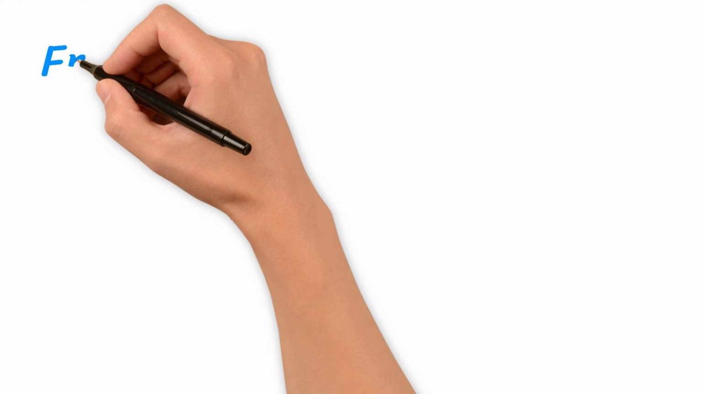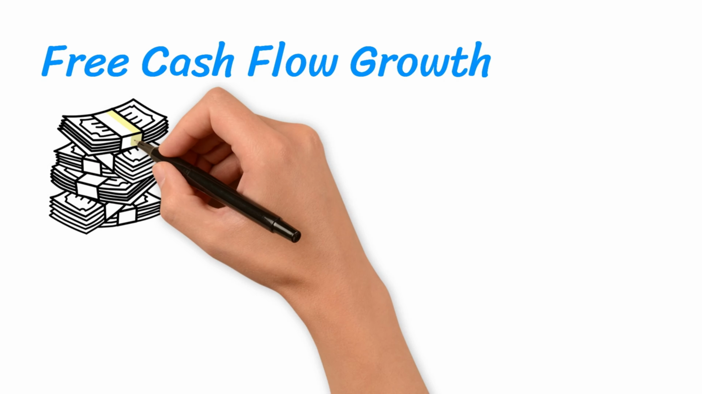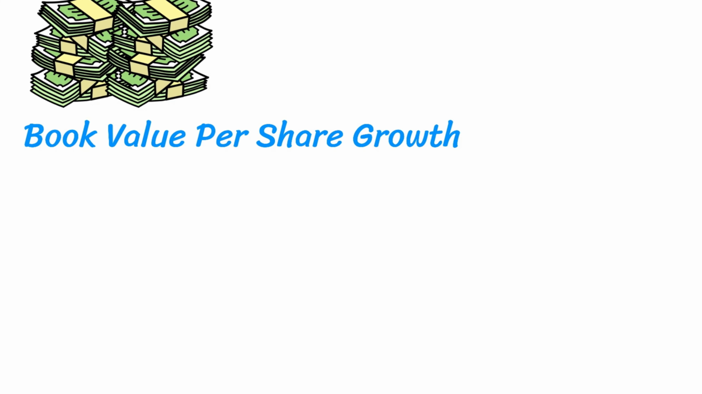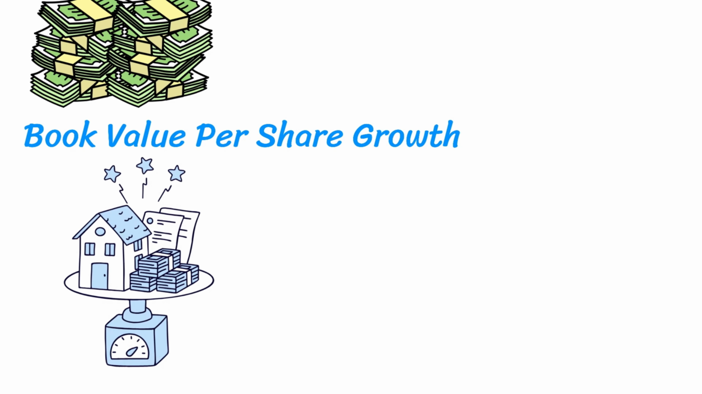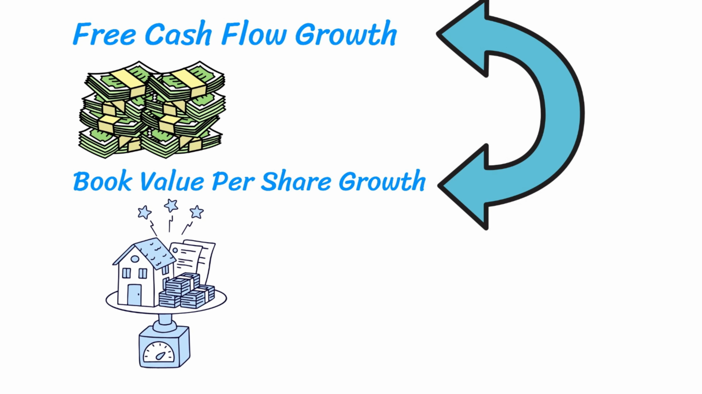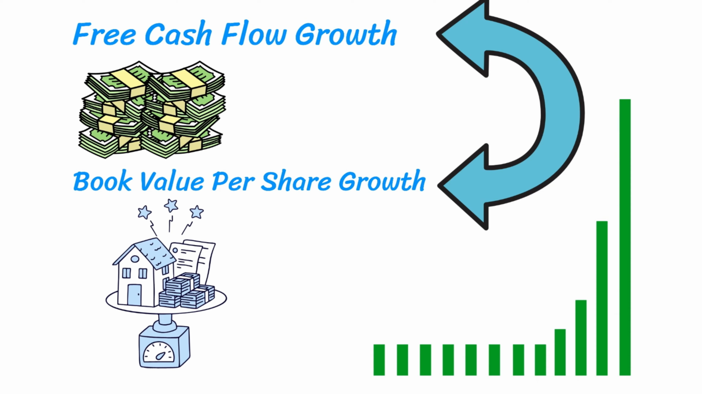Two more worth knowing. Free cash flow growth, the year-over-year change in FCF, tells you whether the company is becoming more or less of a cash generator over time. And book value per share growth tracks whether the underlying net worth of the company is accumulating. Both of these growing together with earnings growth is the trifecta of a genuinely compounding business.